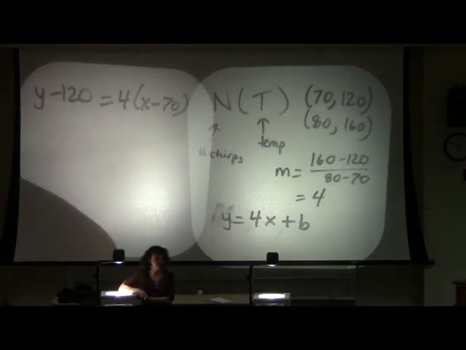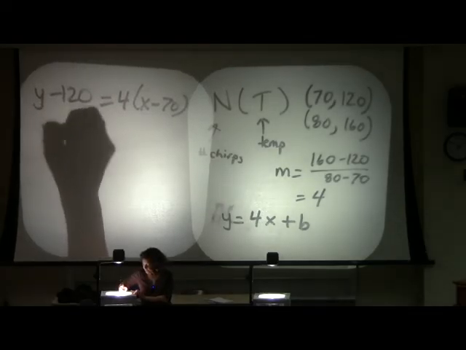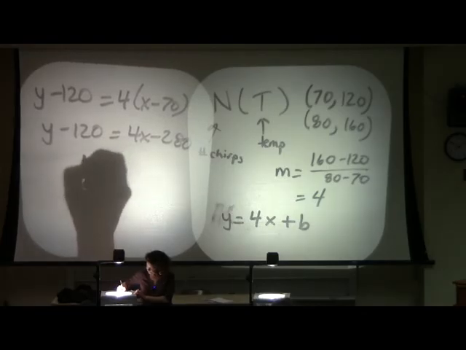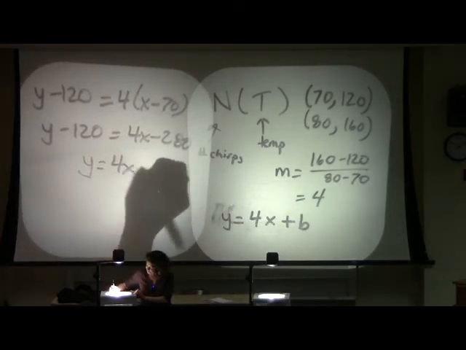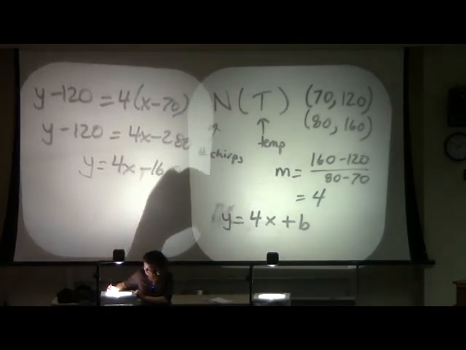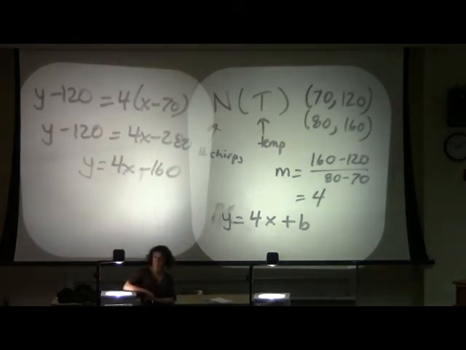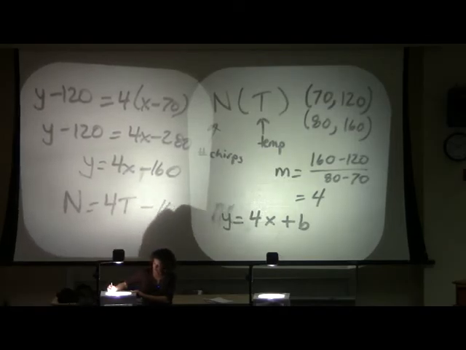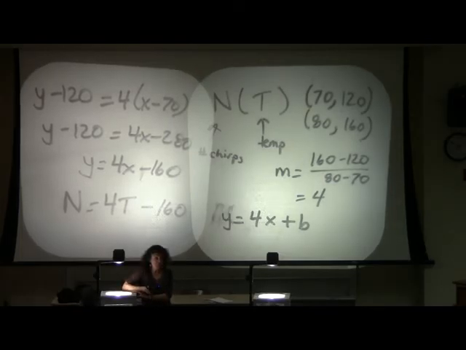You guys with me? So we have y minus 120 is 4x minus 280. So you end up with 4x minus 160. Or you could say number of chirps is 4 times the temperature minus 160. Isn't that cute? And this is true. I think that's the neatest part of the whole thing. Are there any questions on this?